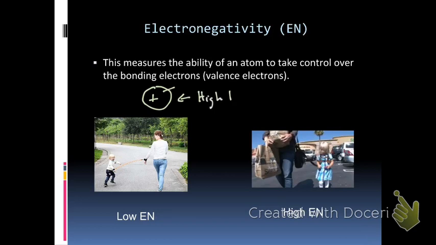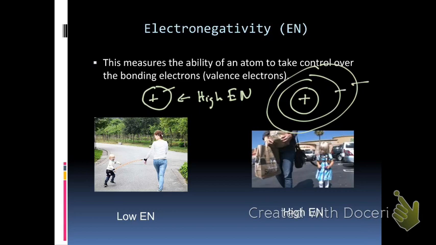They're going to have a high amount of control, right? But if the kid is further away from the parent, I should have drawn this opposite, actually. This would have a low electronegativity. Okay?